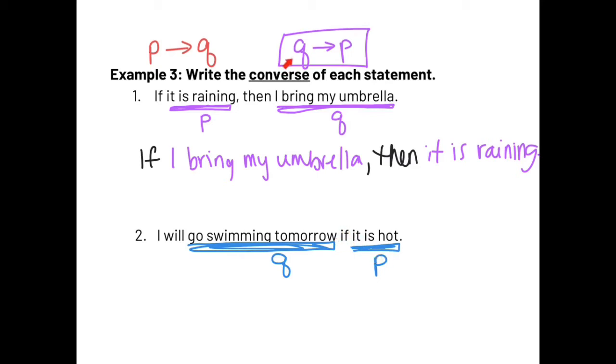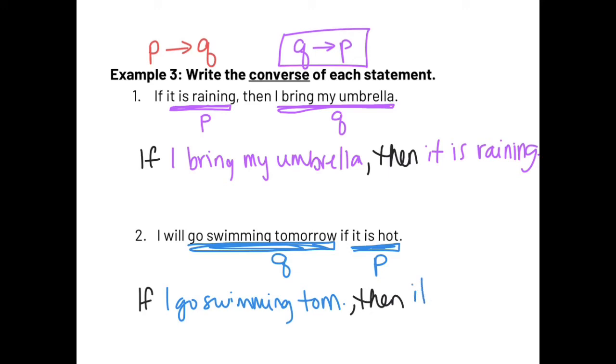We need to make it if Q. So it is going to be a little bit different where we say if I go swimming tomorrow, then it is hot. Again, if we compare the order of the original sentence, it looks like I didn't switch anything around, but I did because the if was in the middle. So you have to really pay attention to whether or not it's actually in an original if-then form. Go ahead and try the next 3 on your own.